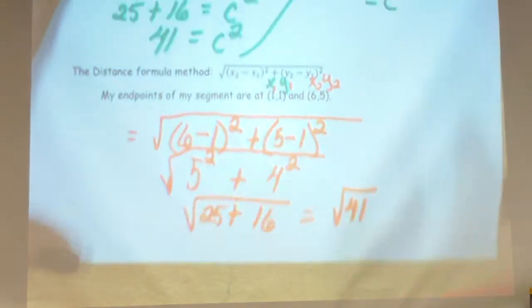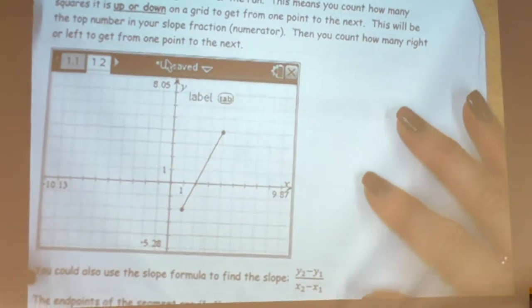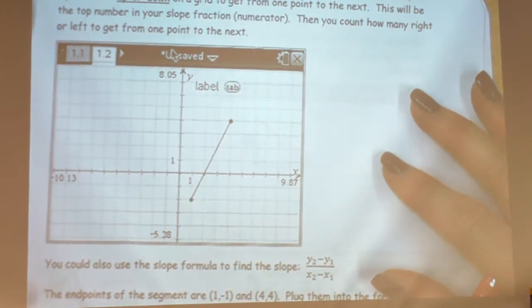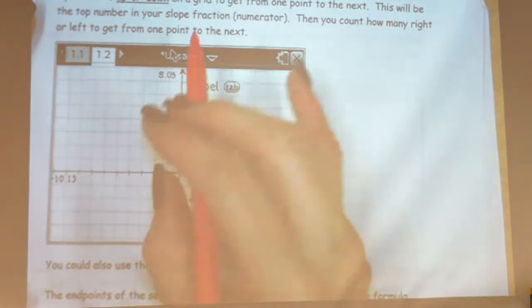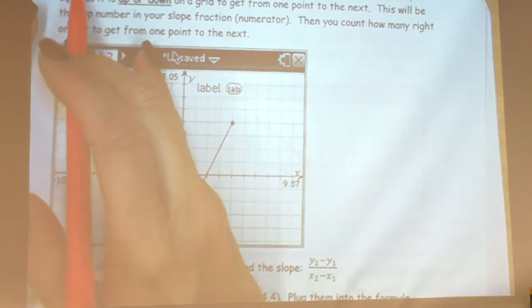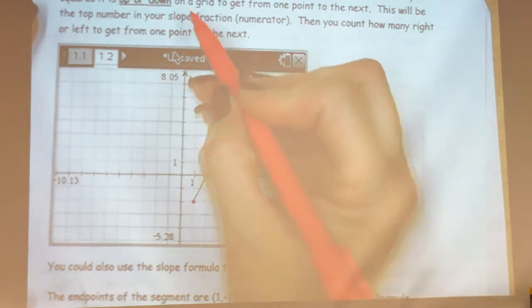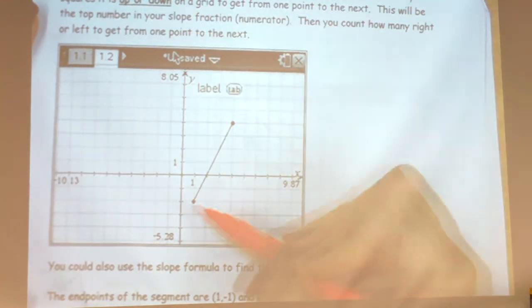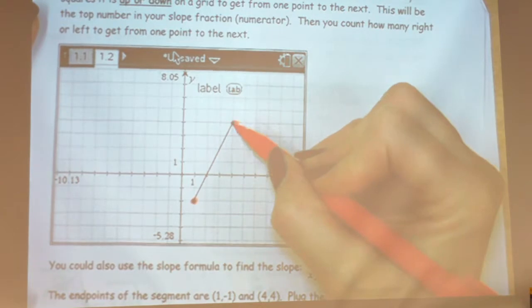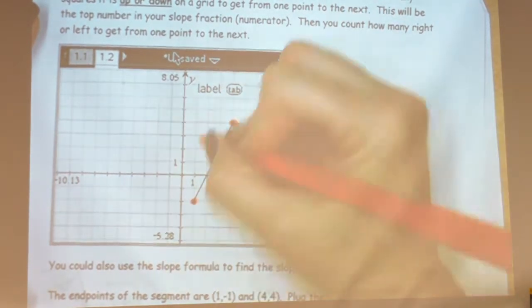Okay, the next thing that we are going to cover is slope. Finding slope, calculating slope. Again, there are 2 ways you can do this. The first way is just simply counting, okay? So the rise of the segment over the run of the segment is what slope is. So it means you can count how many squares up or down. That'll give you the rise to get from one point to the next. Okay, so here's my point. Here's my other point. So I need to count how many to get up to my second point.